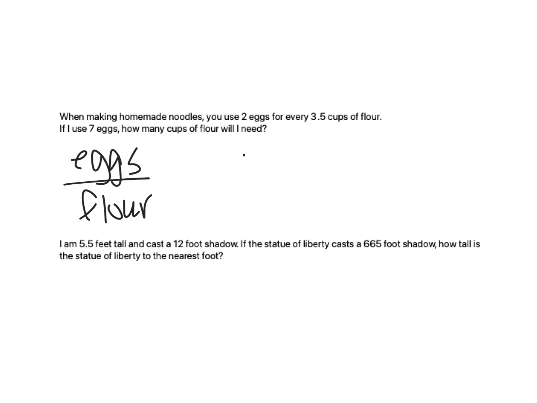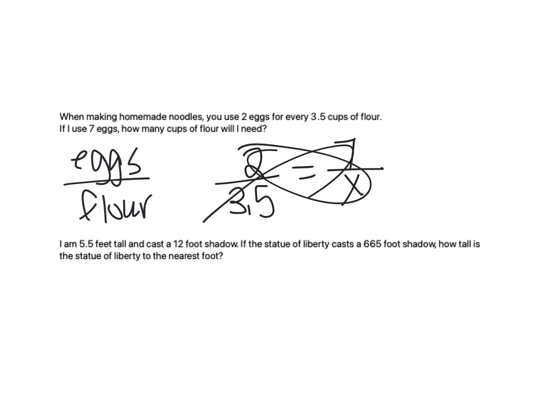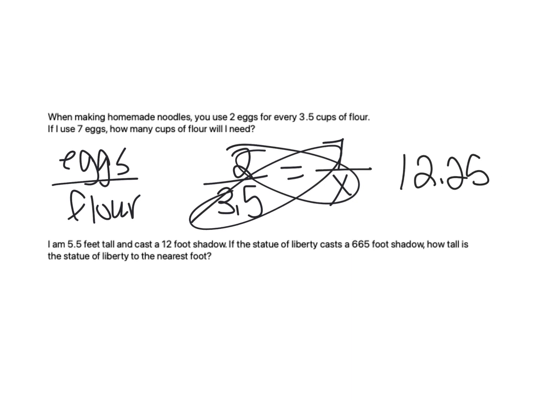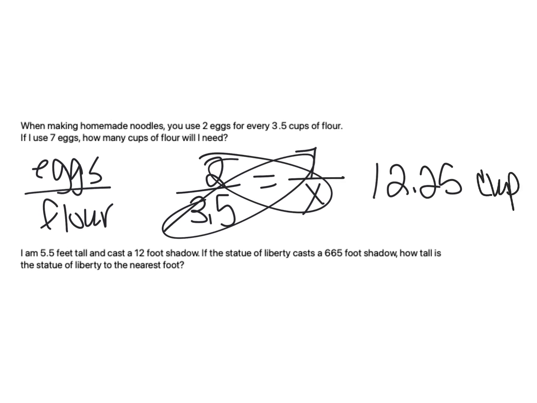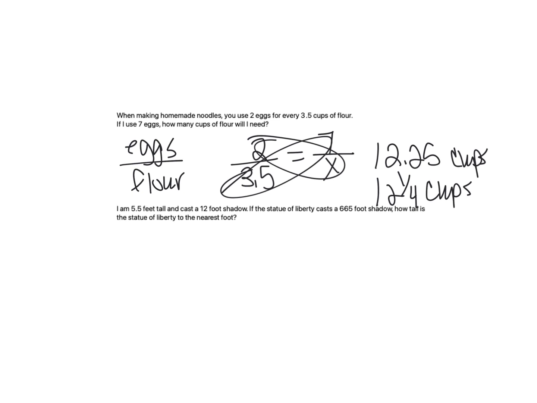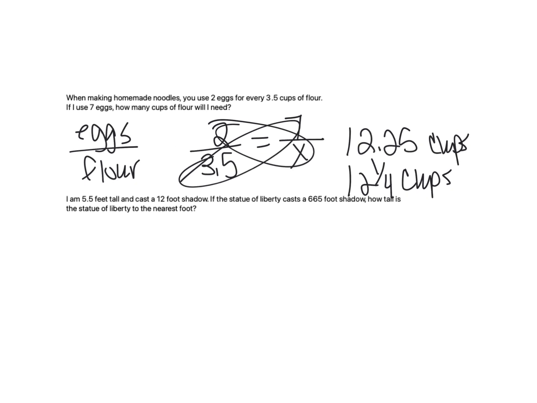So if I said I have 2 eggs for every 3.5 cups of flour, how many cups of flour would I need if I use 7 eggs? I don't know how much flour I need. So if I go ahead and, again, do my cross product, I would get that it would take 12.25 cups of flour, which would be 12 1/4 cups. If you've ever made homemade noodles, you know it's a big mess with lots of flour everywhere.